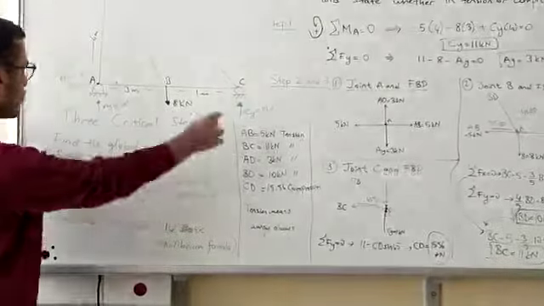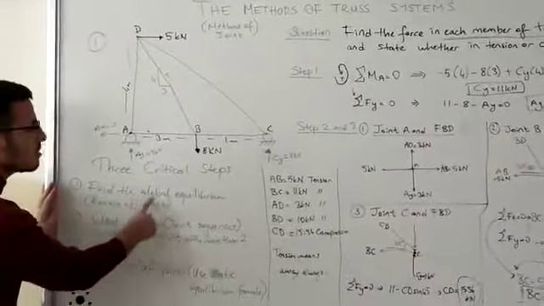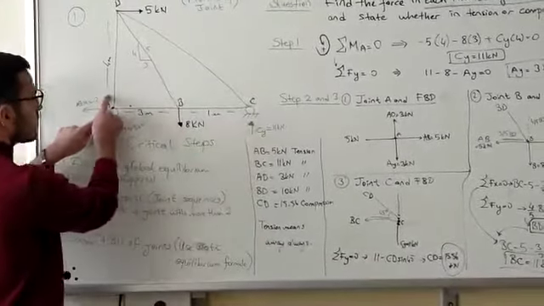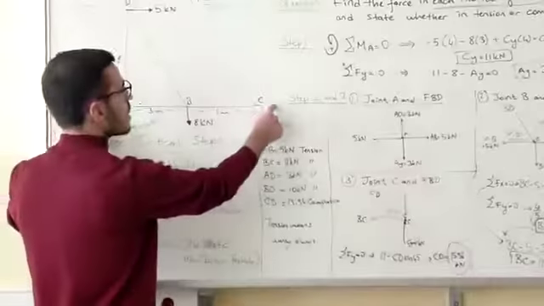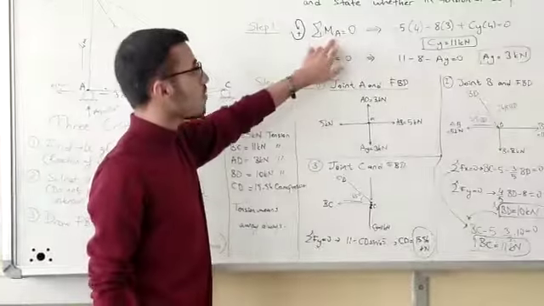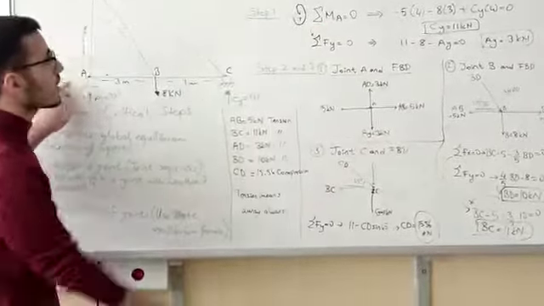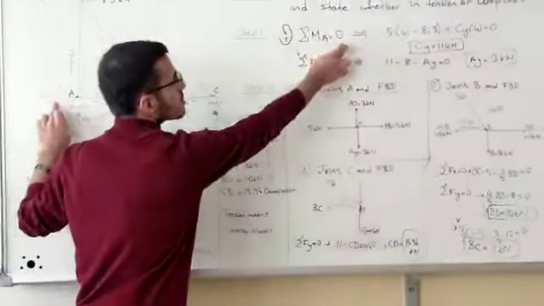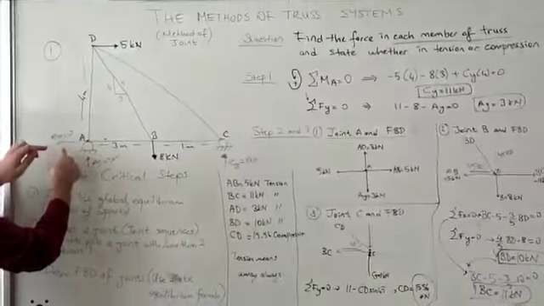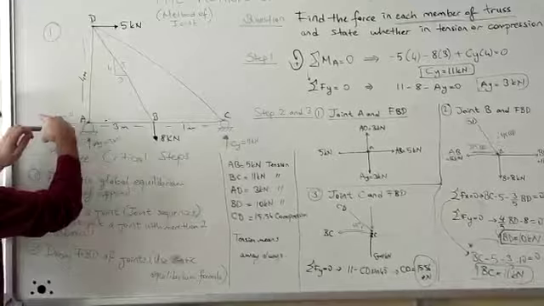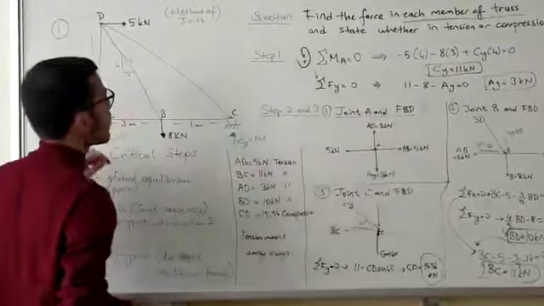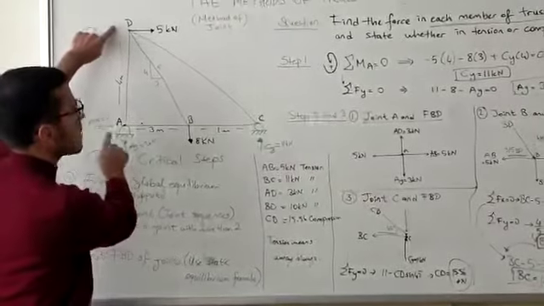Here we need to use step 1: find the global equilibrium reaction forces. We have two reactions, the first one is A and the second one is C. Start with them. I want to take moments about point A. The total moment must equal 0. When we look at point A, turning counterclockwise means positive. Let's start taking the moment of point D about A.